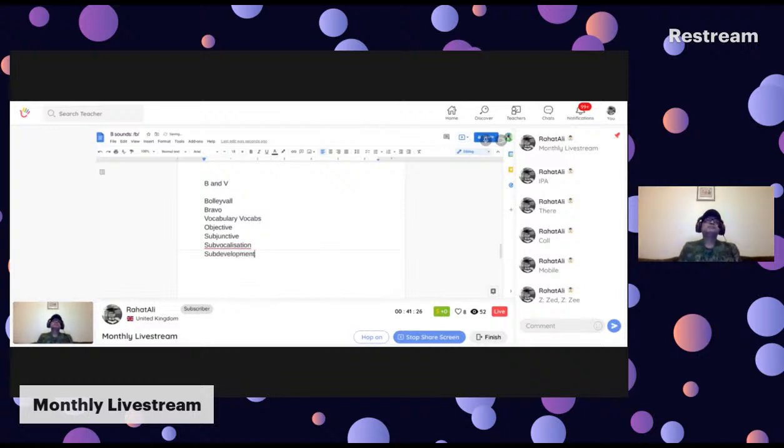Okay, another important matter of the spelling technique is that in Britain, or British English, in many places we use S, whereas in American English they use Z, like this word. This is the British way of spelling, S-A-T-I-O-N, sub-vocalization. But in American English it should be Z instead of S. Then sub-development, another word.